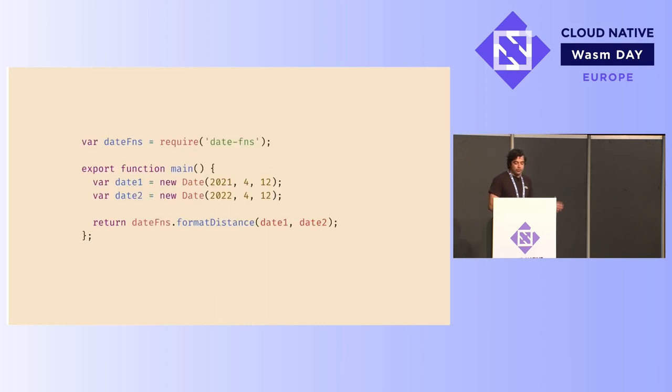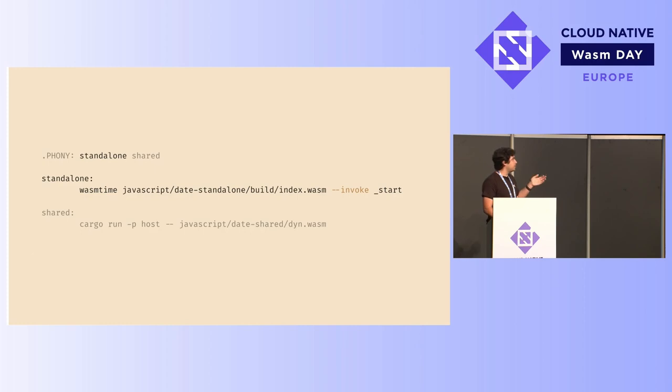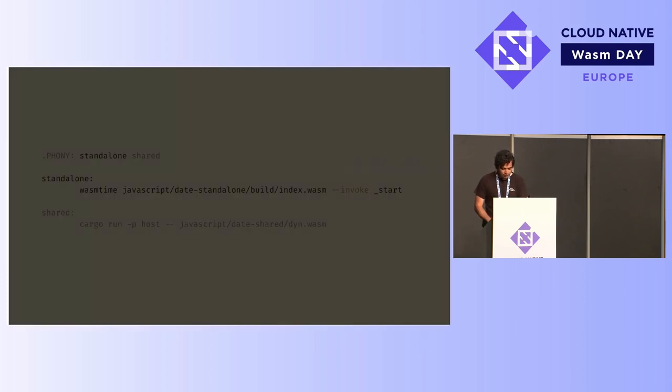And your code probably is going to look something like this. When you run npm run build, you're going to invoke Webpack or whatever build tool you use, and execute Javy to get your final WebAssembly. Now, I have an entry in my makefile in that project that executes that, and I want to execute that here.